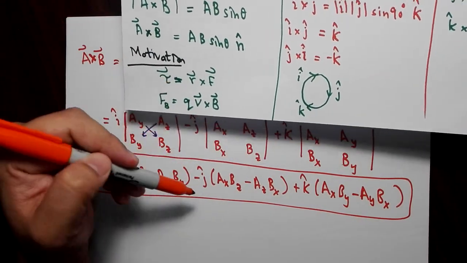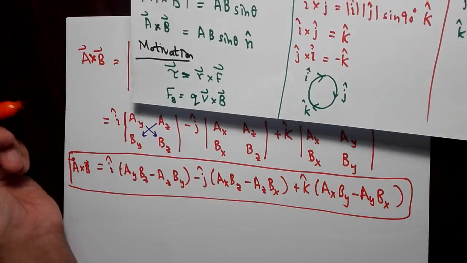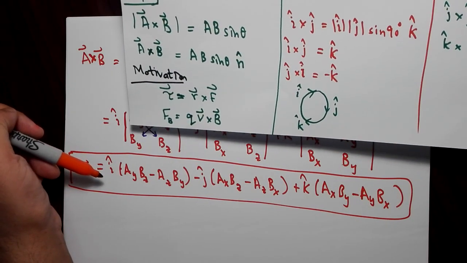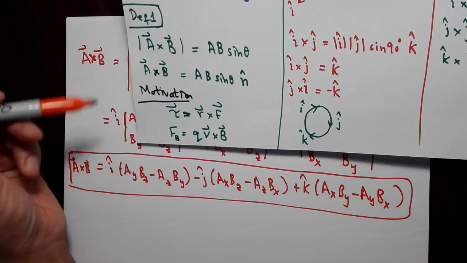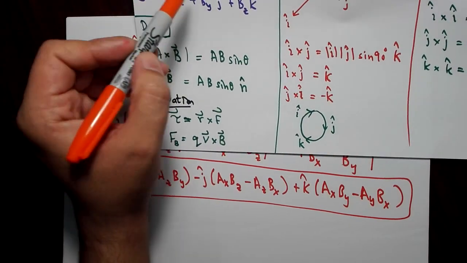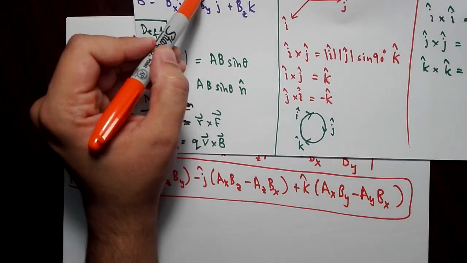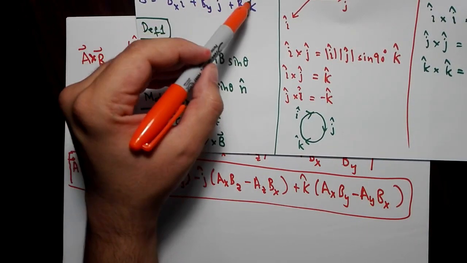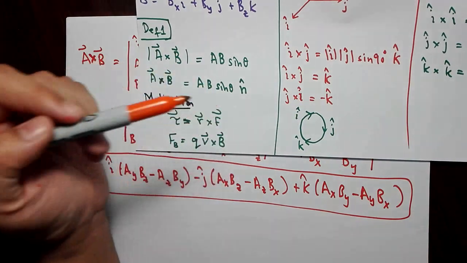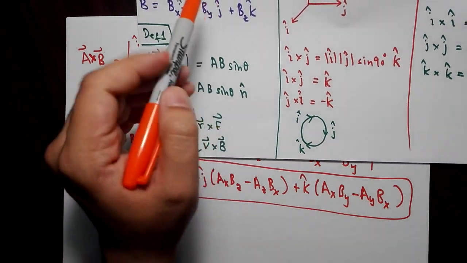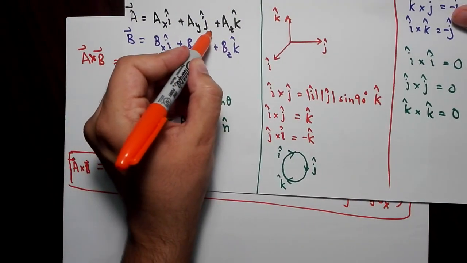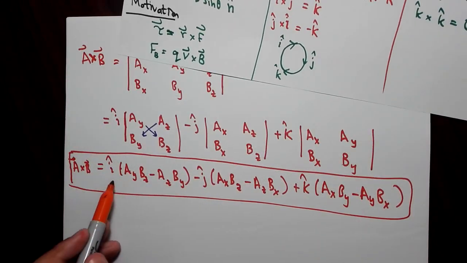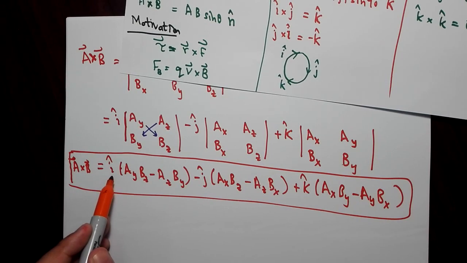Okay, so let's double check some signs. Let's check the i sign. So i is when we do j cross k. So let's cross this with this. So AY BZ, right? AY BZ is j cross k. So j cross k gives you i hat. So you should have a positive i hat. So you get that: AY BZ, j hat cross k hat, i hat.